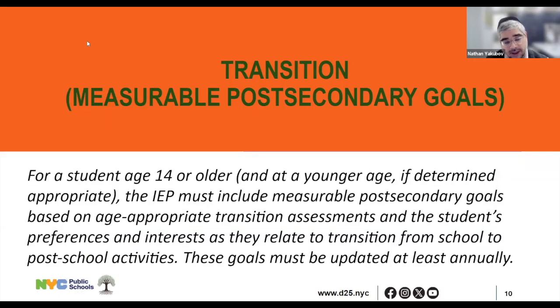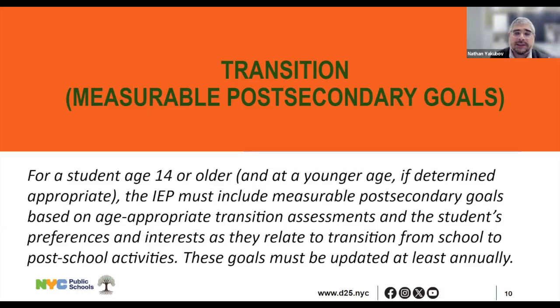The next section that you'll see on the IEP is the transition section. This is the measurable post-secondary goals. This is not going to be for every student, but for a student that's age 14 or older, and sometimes at a younger age, the IEP must include measurable post-secondary goals based on age-appropriate transition assessments and the student's preferences and interests as they relate to transition from school to post-school activities. And these goals must be updated at least annually.